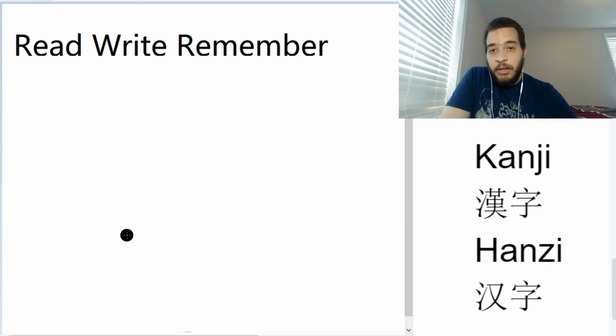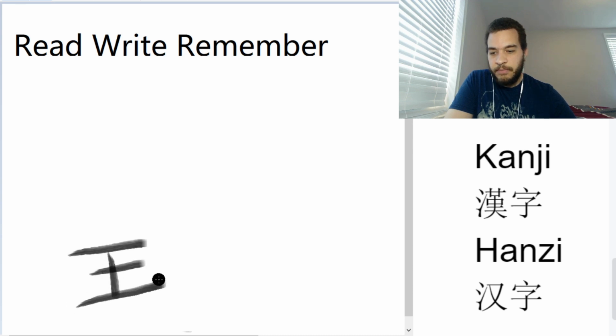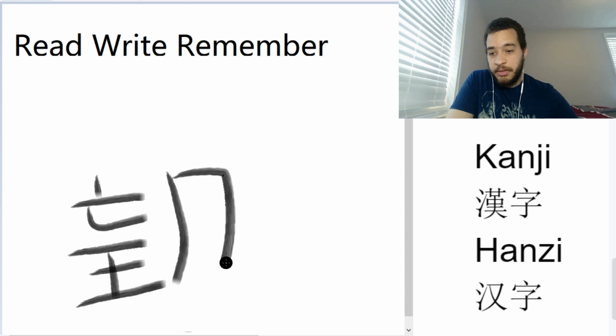So let's take a look at another way that radicals can be useful for helping you decipher new characters. So let's take the character that we just saw for king. Let's write it down here again. Okay. Then we're going to add a couple radicals. We've got this thing up here. We've got this thing on the right, which you're going to recognize as the moon.